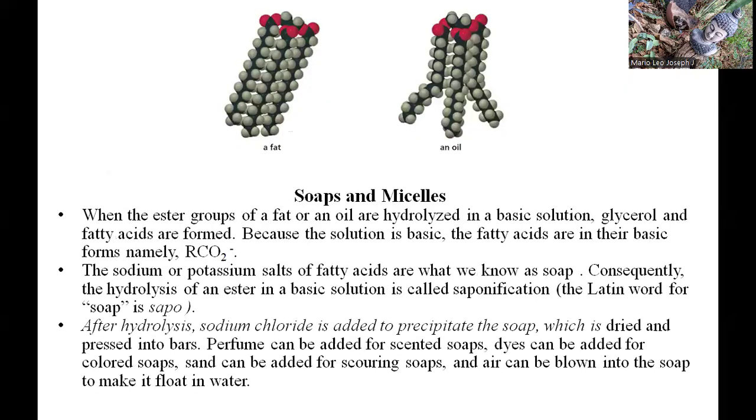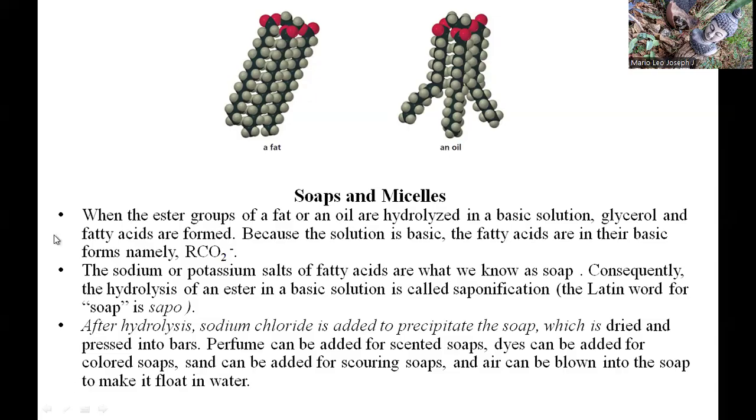Now we'll come to soaps. Here you're seeing the structure of fat and oil, from your Paula Yurkanis Bruice book. This is the fat, which has closely packed fatty acid molecules. You can see the red-colored oxygen, the C double bond O groups. In the oils, you can see that the fatty acid chains are moving away because of the rigid double-bonded structure.